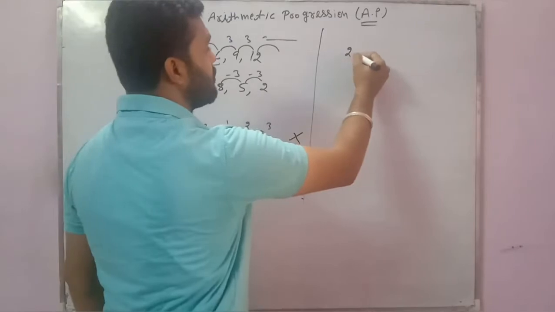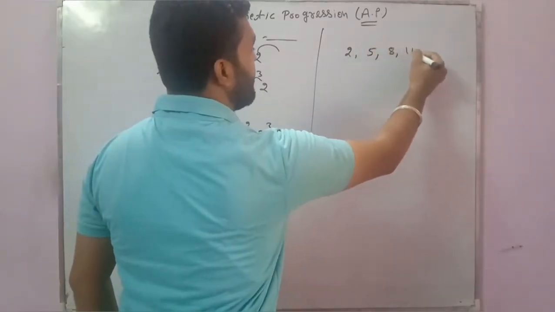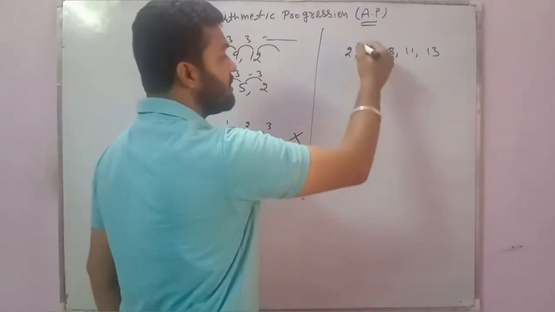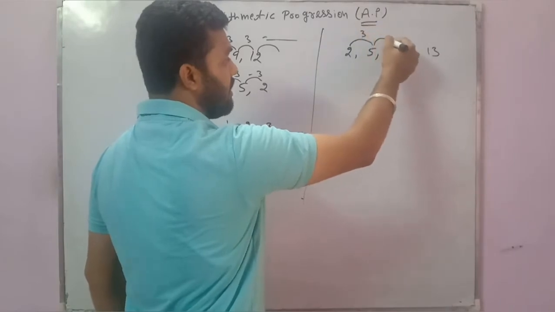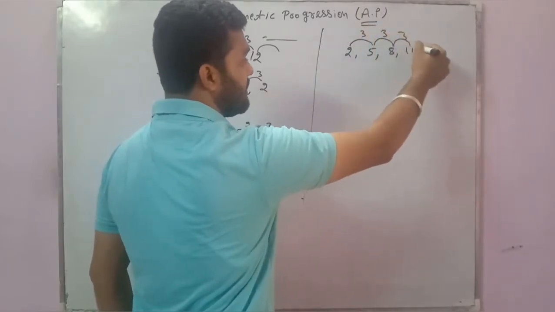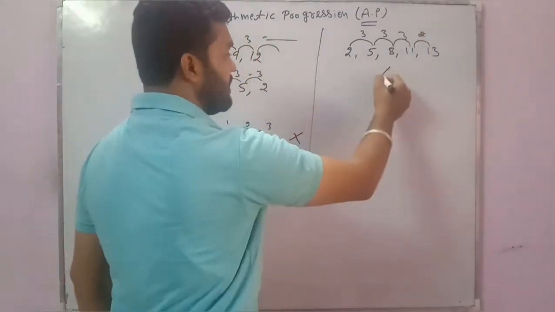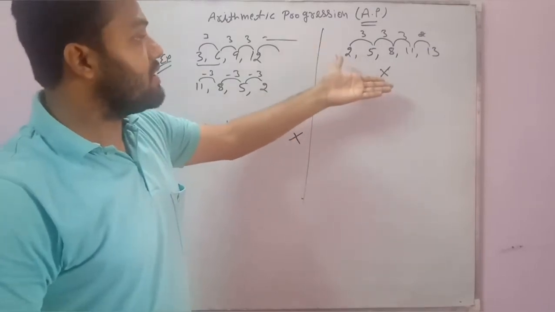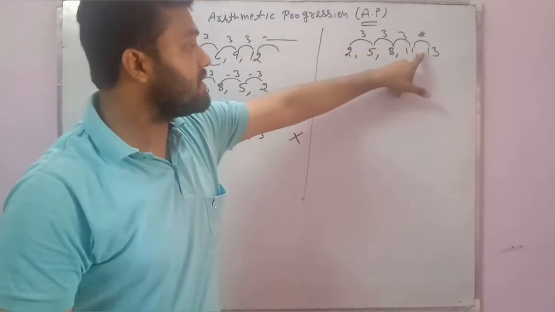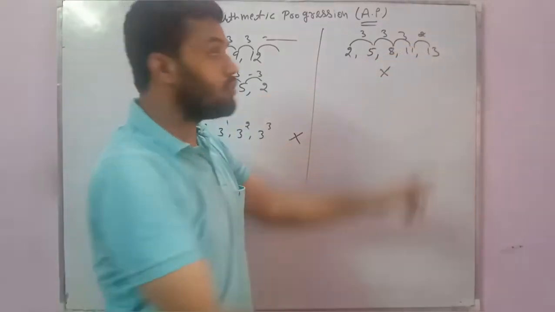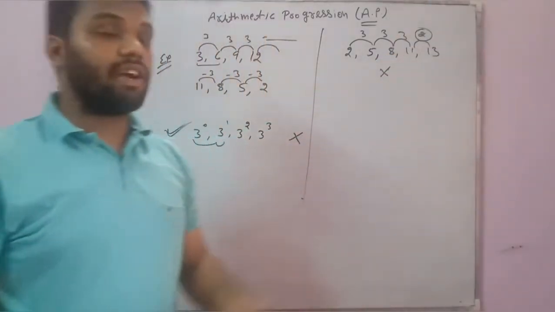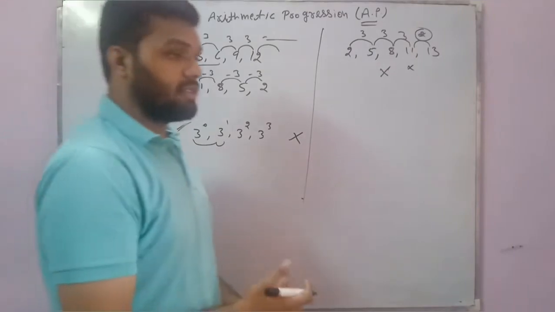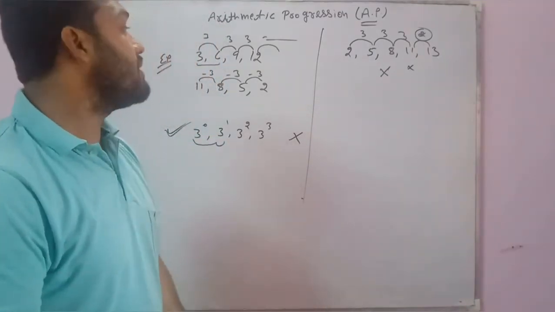Next example is 2, 5, 8, 11, 13. Is this an AP? Check it. Difference between two terms is 3, again 3, again 3. Here 2. This is not an AP because the difference between consecutive terms does not remain the same; in the last two terms the difference is 2. So this is not an AP. Difference between two terms remaining the same is called AP.